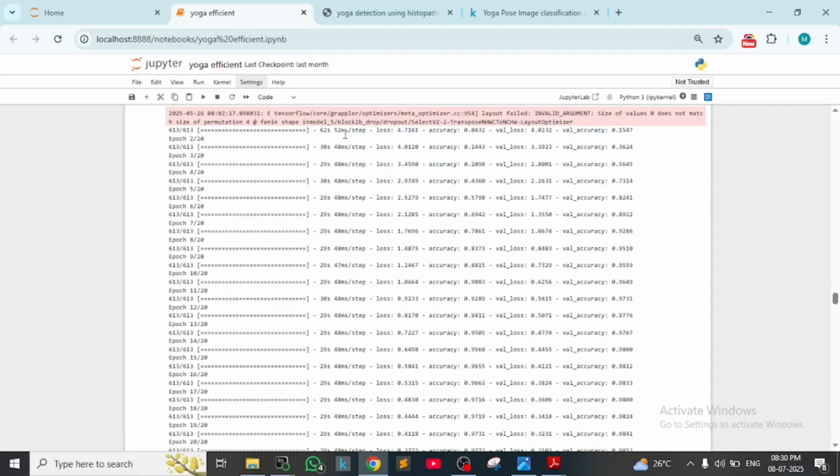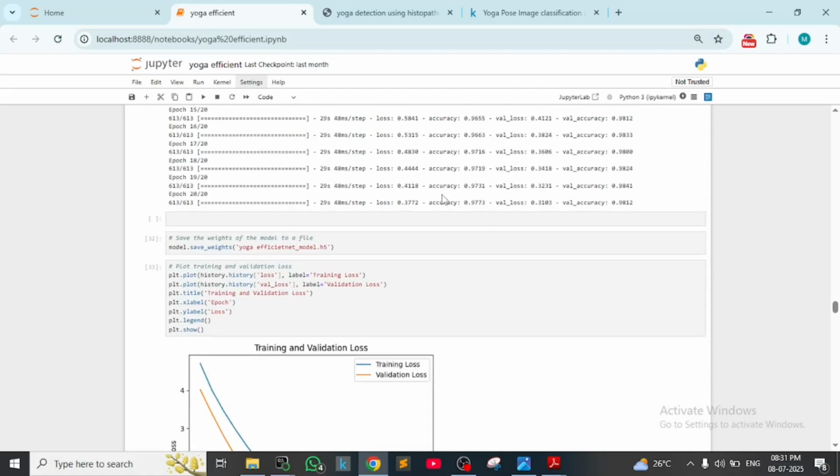First we got a loss of 12.76161, accuracy of 0.0432, validation loss of 4.0232, validation accuracy of 0.1547. Then finally we got a loss of 0.3772, accuracy of 0.9773, validation loss of 0.3103, validation accuracy of 0.9812. That's far better than the research paper.